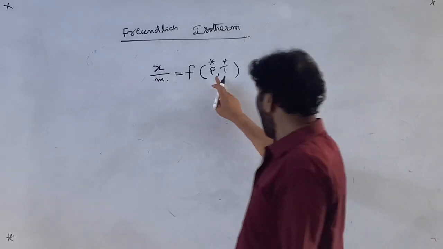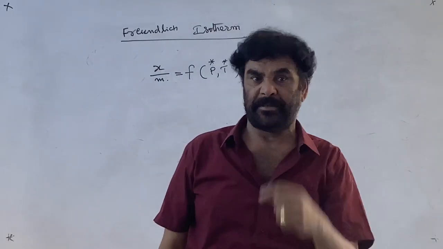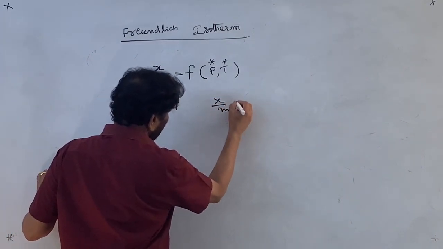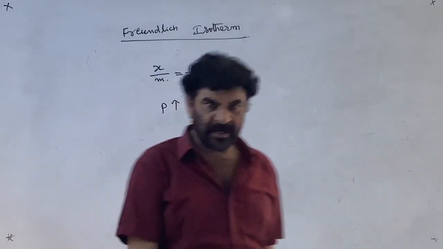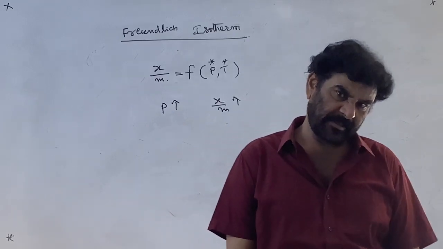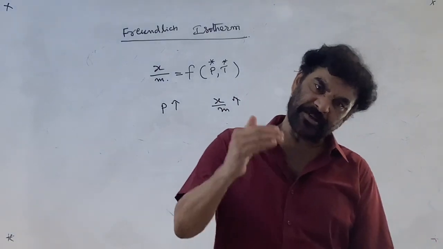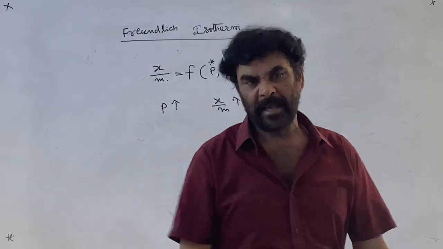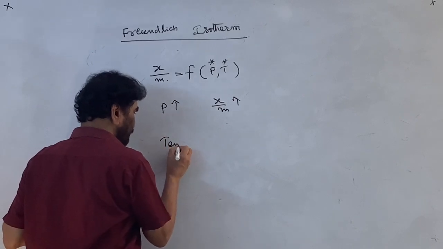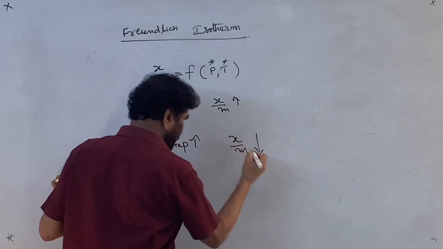Now, what is the influence of the pressure? As the pressure increases, x by m also increases. The extent of adsorption is almost proportional to the pressure of the gas. Under low pressure conditions, less gas is adsorbed. As the pressure increases, more and more gas is adsorbed. And next is the temperature. As the temperature increases, the extent of adsorption decreases.